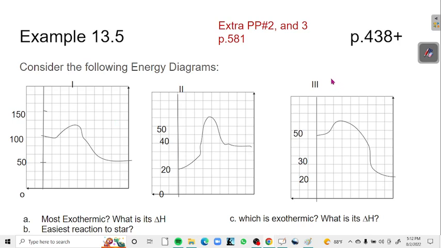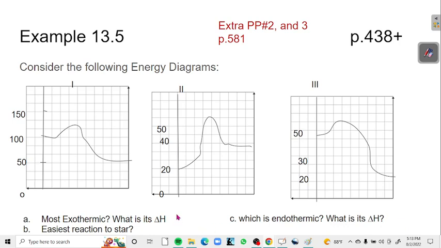It says, consider the following energy diagrams. 3 questions. Which one is the most exothermic, and what is the change of enthalpy in that one? Which one is the easiest reaction to start, and which is endothermic? Okay, it should say endothermic. I just changed it to endothermic right here. So which one is the endothermic, and what is the change in enthalpy in that one?